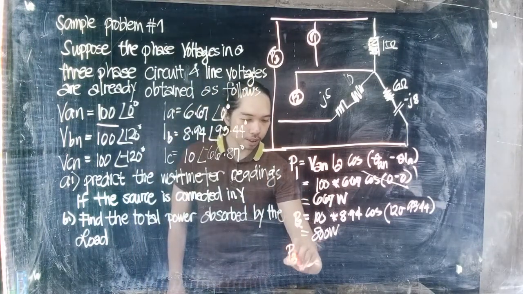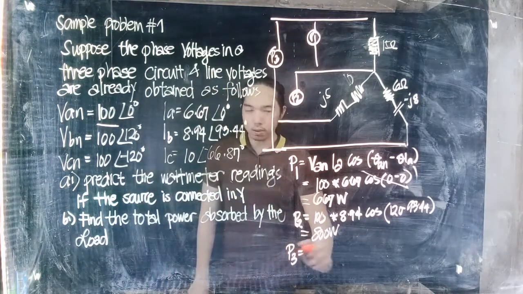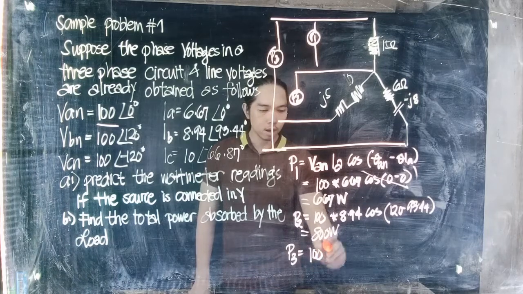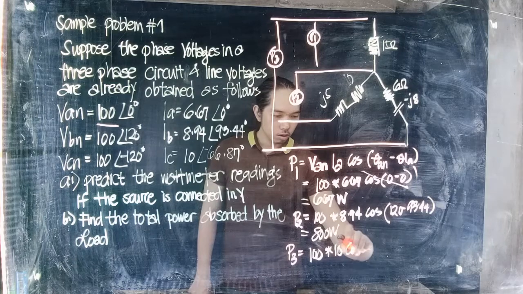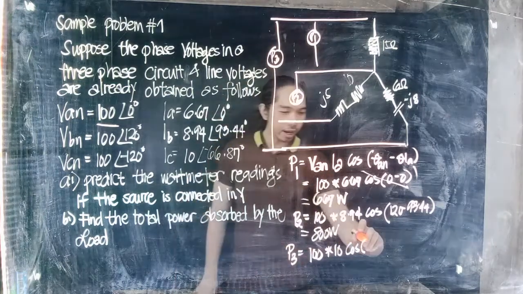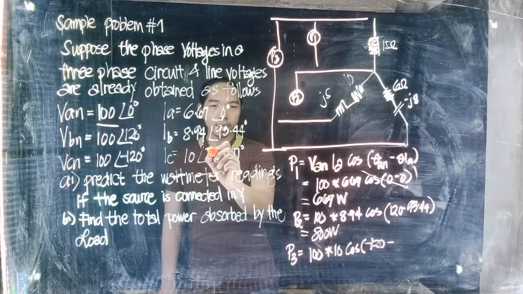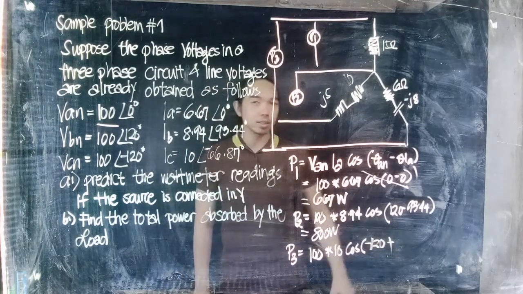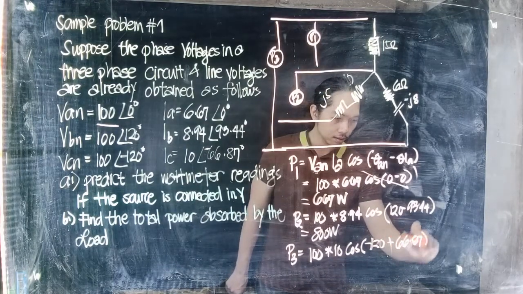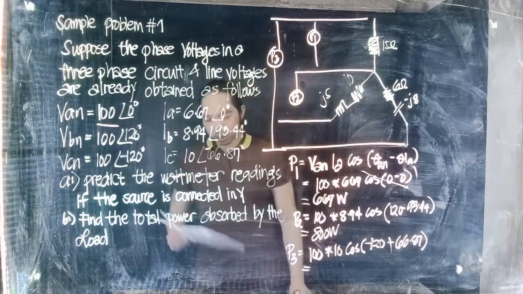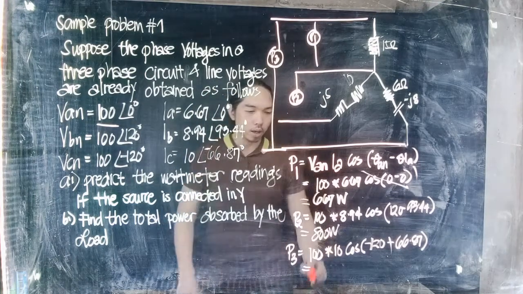So for our P3, we do the same. That would be VCN and our IC. So that would be 100 multiplied by 10 cosine of negative 120 minus negative 66. Negative and negative becomes positive, so that will be plus 66.87. And that would be equal to 600 watts.